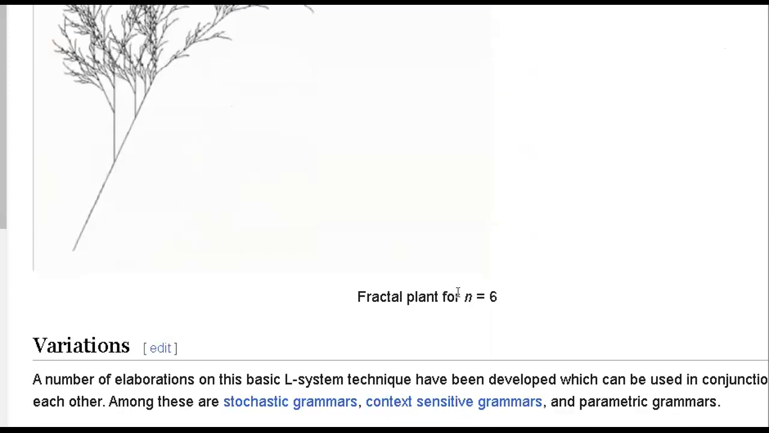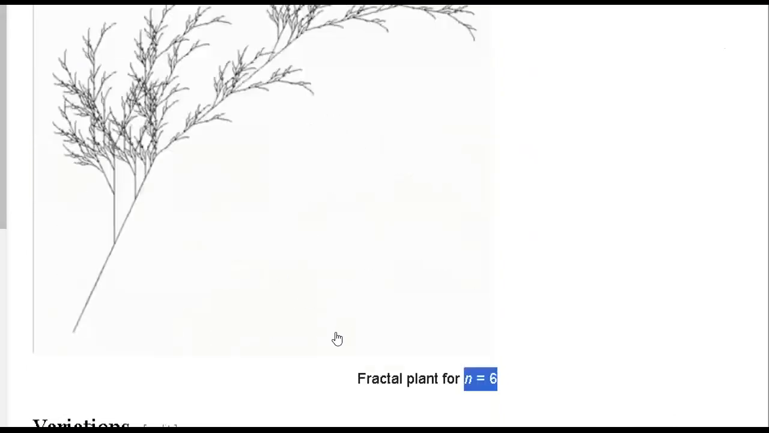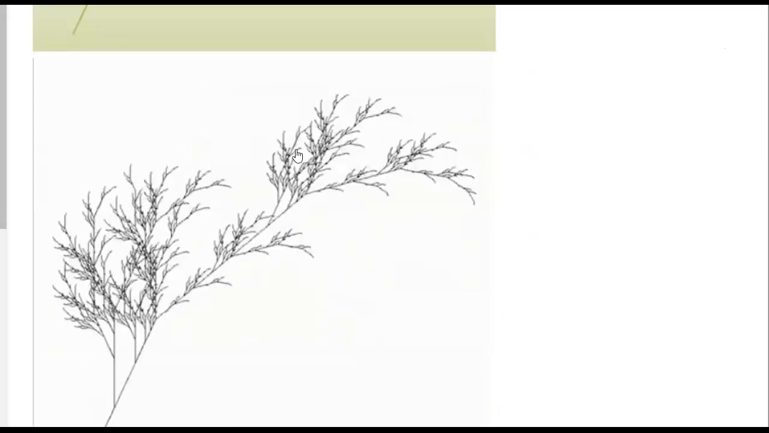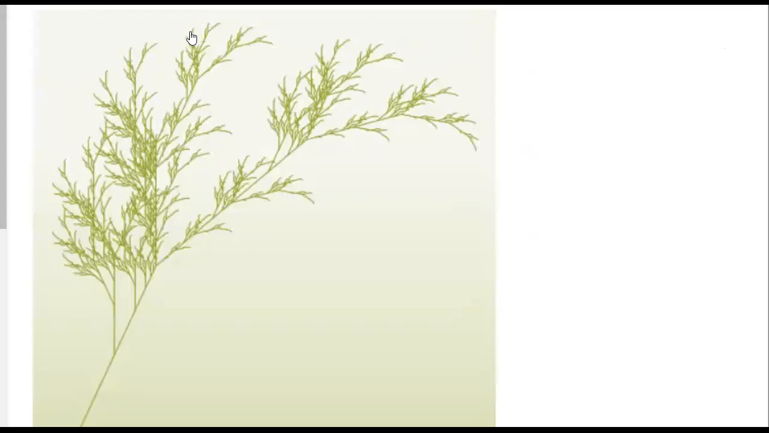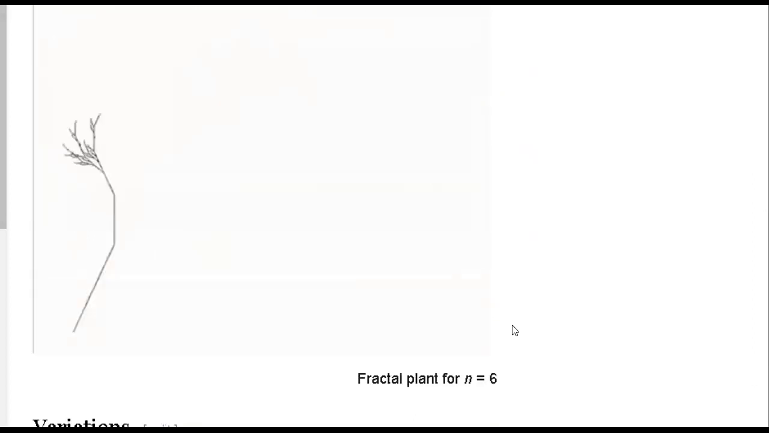This is the animation of that, the visualization of six iterations, six rewrites. You can increase this number, let's say to 100, and then you can see a lot of leaves and everything. That depends on the computational power you have.